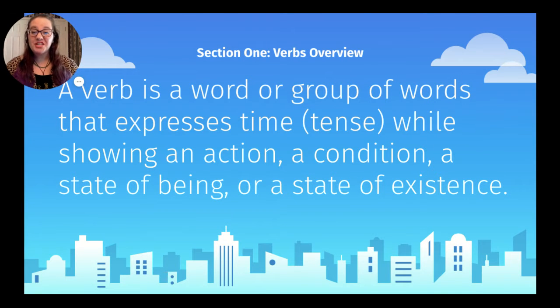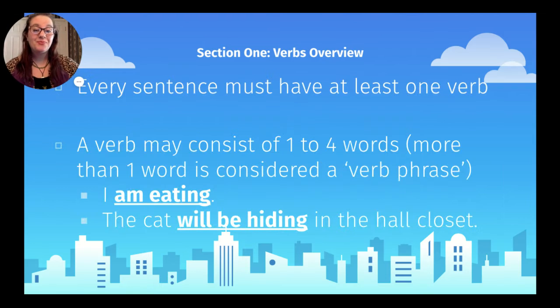So to get a definition, a verb is a word or a group of words that expresses time or tense while showing an action, a condition, a state of being, or a state of existence. And when we say a word or a group of words, what we mean is the standalone word is a verb and the group of words is known as a verb phrase.